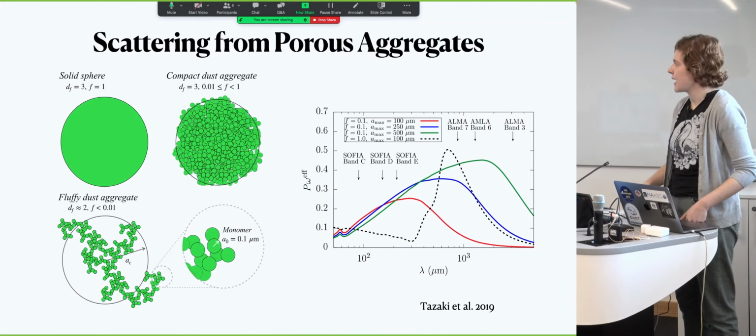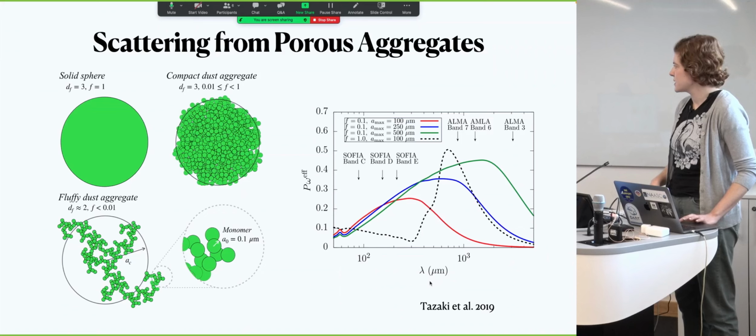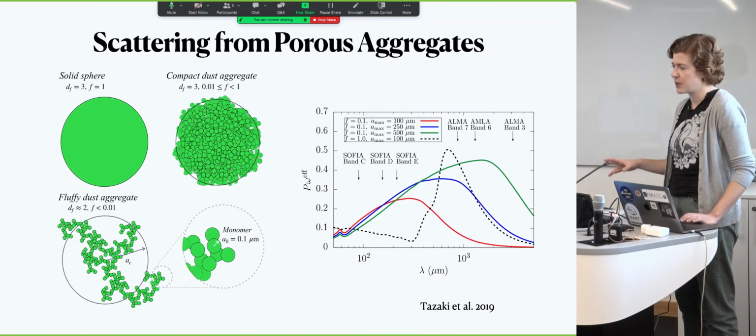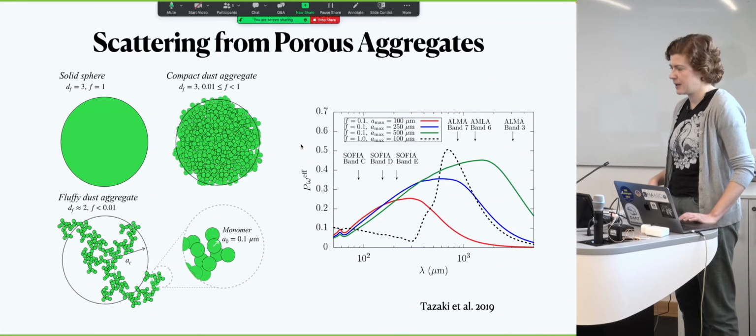And we can also investigate how dust grain porosity would affect scattering polarization. So this plot on the right is showing the degree of polarization times the effective albedo versus observing wavelength for dust grains with different maximum radii and also different filling factors. So this considers filling factors of 1, which is a solid sphere, and 0.1, which is a compact dust aggregate.